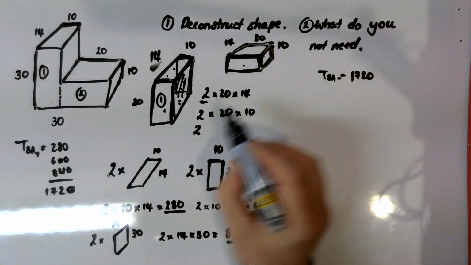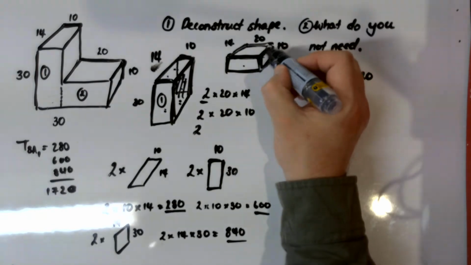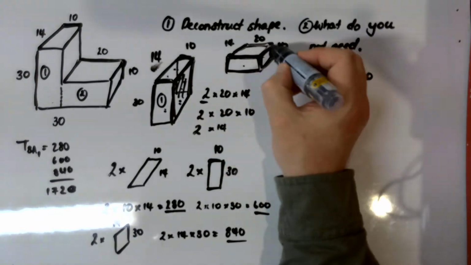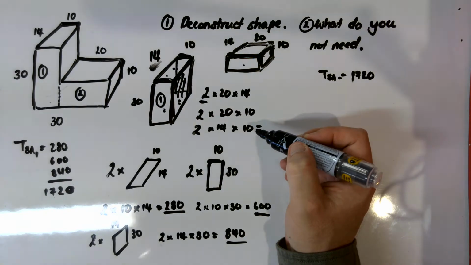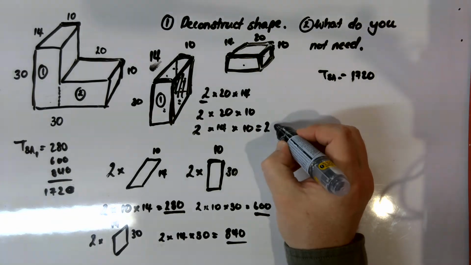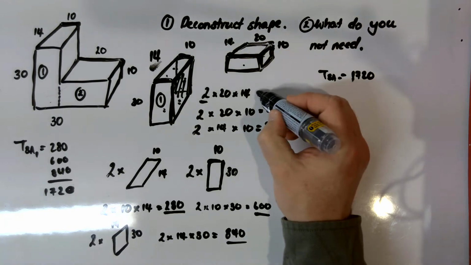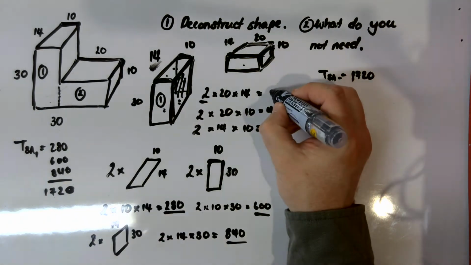Well, I know there's going to be 2 of them. One here and one on the other side. I know that it's 14 this way, because it's the same length as that. And I know that it's 10 down. So I'm going to times that by 10. So 2 times 14 times 10 is 280 again. 2 times 20 times 10 is 400. And 2 times 20 times 14, easy, 560.